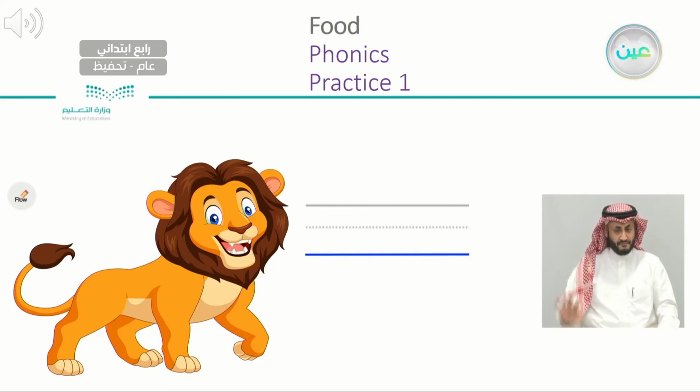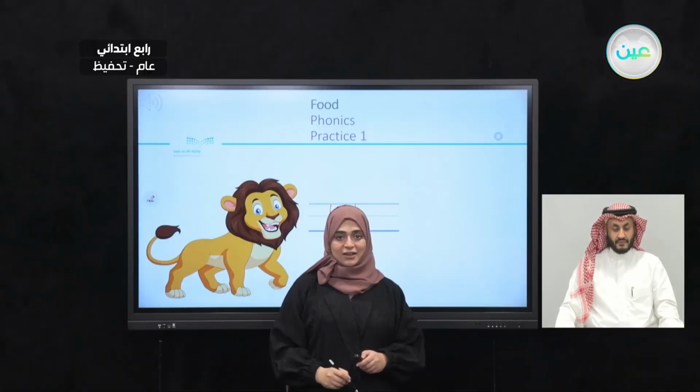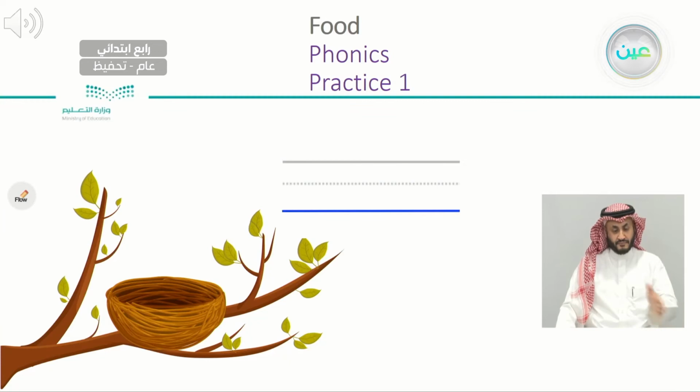Now we have number 4. Lion. L. L. So just like the letter K, the letter L is a tall letter. L. Lion. So far so good? Okay, let's continue. Number 5.